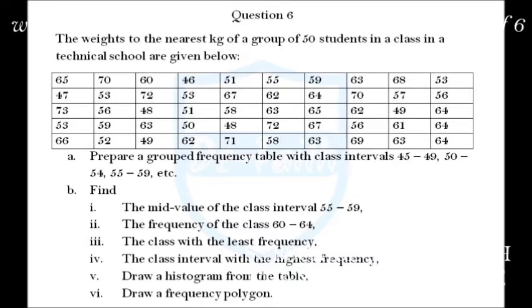B. Find the mid value of the class interval 55 to 59. Roman figure 2. The frequency of the class 60 to 64. Roman figure 3. The class width of the least frequency. Roman figure 4. The class interval with the highest frequency. And Roman figure 5. Draw a histogram from the table.